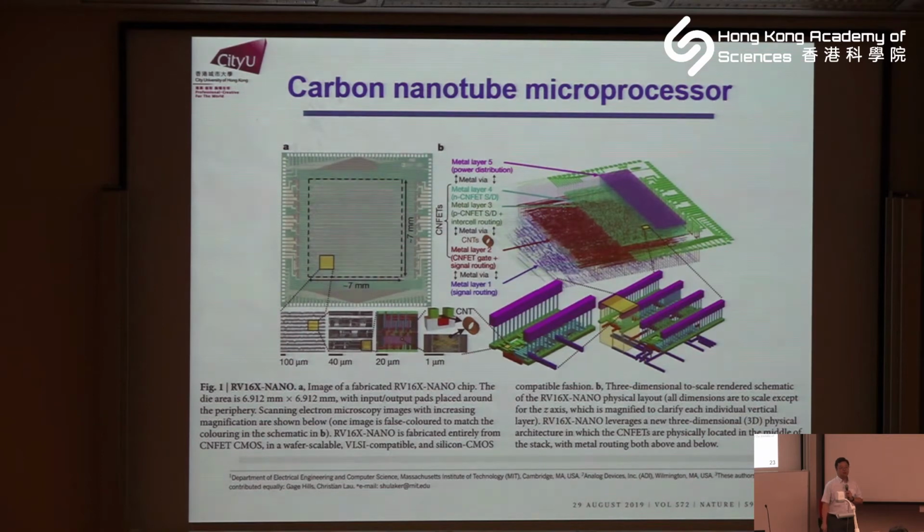Because as I mentioned, silicon cannot be scaled further down. But carbon nanotubes can be as small as 1 nanometer. And also their electron mobility is much faster in carbon nanotubes compared to silicon. And here we are talking about on the order of 100. So this is how much room we still have to scale for further device development.